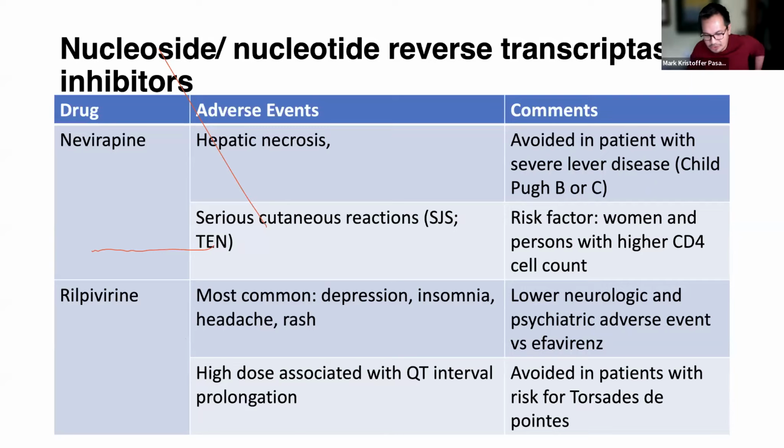Very, very notorious ang nevirapine sa serious cutaneous reaction. And we've seen a lot of patients, around 40%, 50% of patients taking nevirapine, developing Stevens-Johnson syndrome or toxic epidermal necrolysis. So watch out for any hypersensitivity reaction if the patient will be started on nevirapine. But the risk factor for hypersensitivity reaction would be if the patient is a woman or a person has higher CD4 cell count, more than 250.